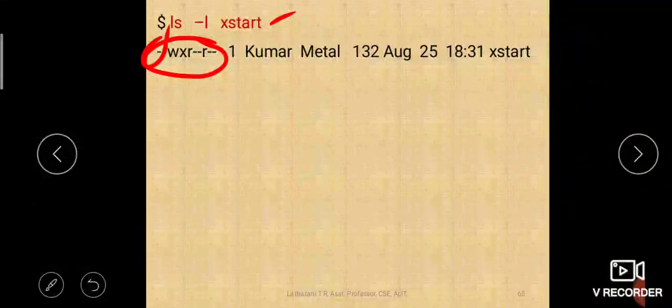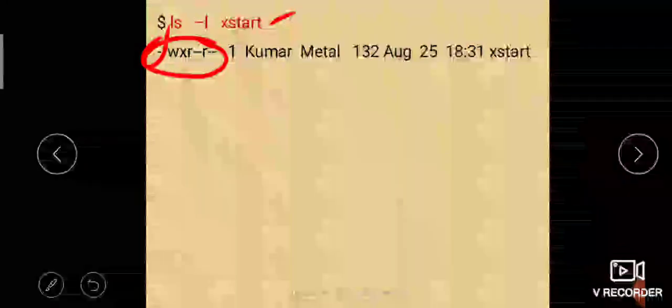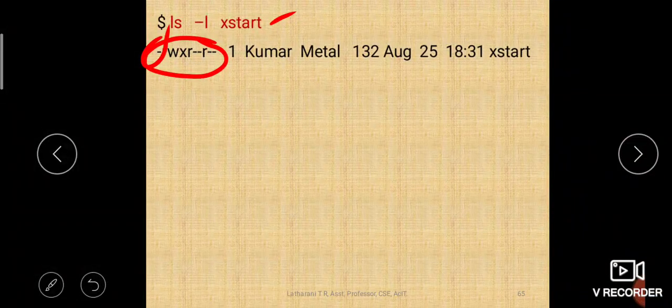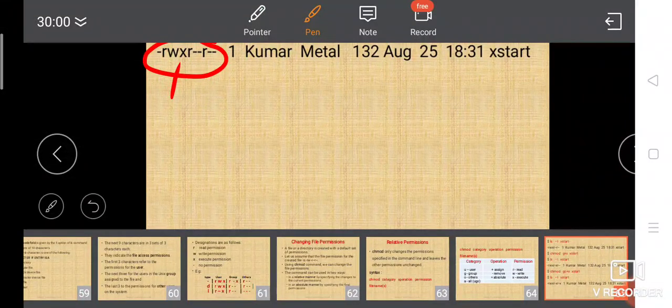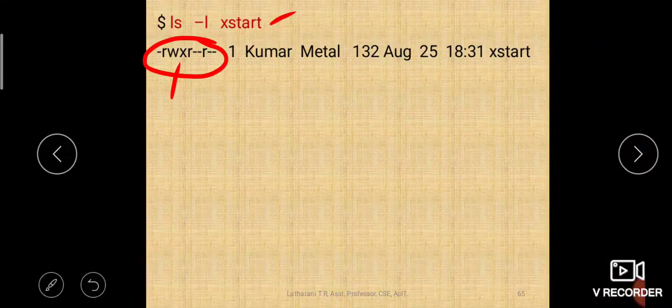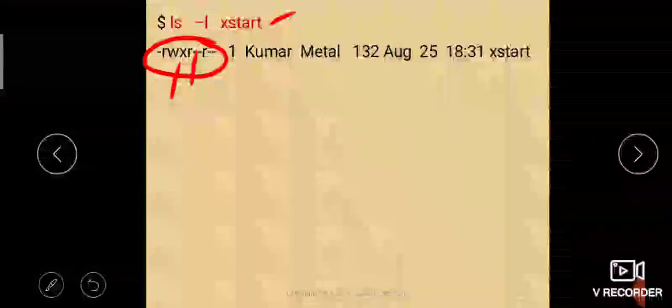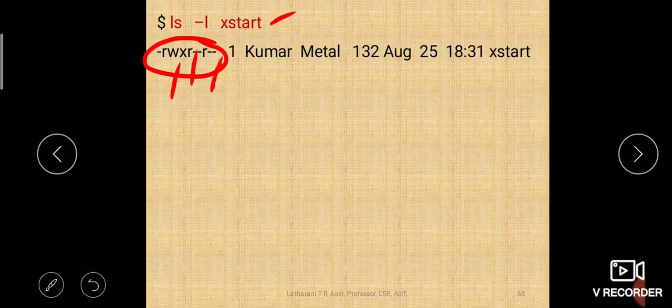This first character we are not changing, that is the type of the file that we cannot change, but the rest of the 9 characters we can change. The first 3 are for the owner, the user, both are same. The user is the owner of the file, the person who created the file becomes the owner of the file and is also called the user of the file.